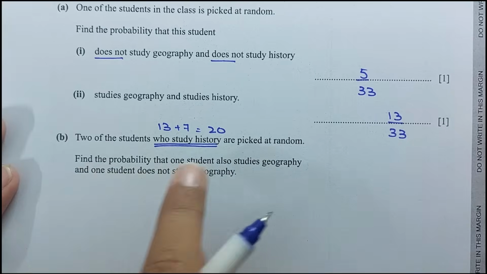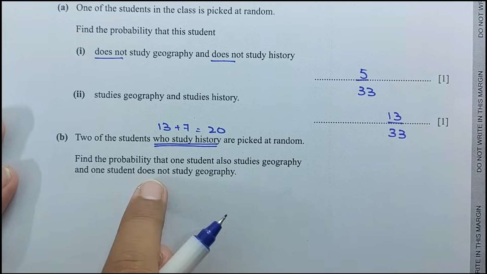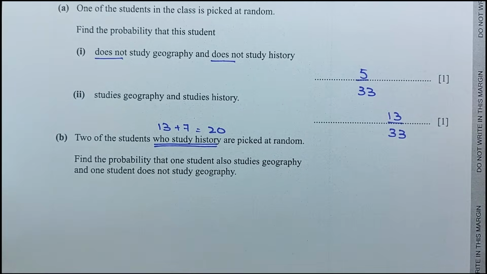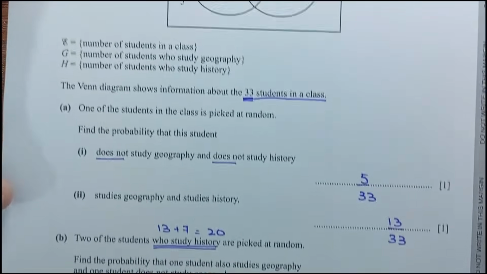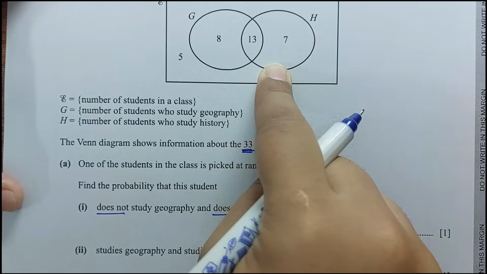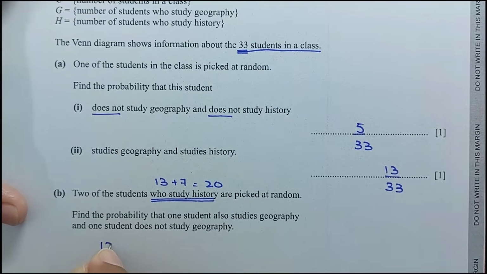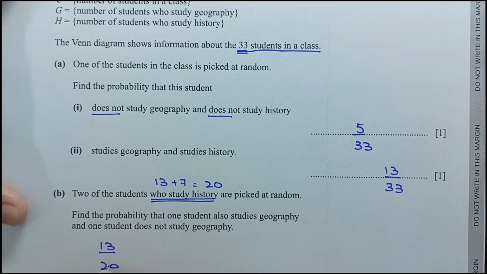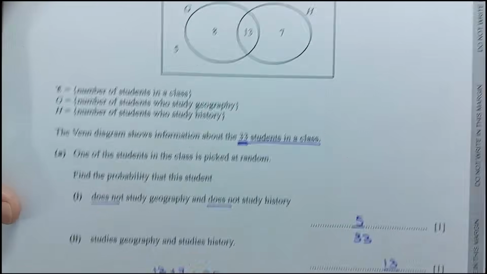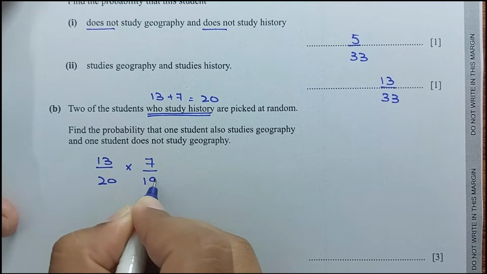Find the probability that one student also studies geography and one student does not study geography. Now from the students who study history, we need to pick one student who also studies geography. So there are 13 students, right? So 13 out of 20, multiplied by the second student who does not study geography, just history. So we have 7 students out of 19 students.